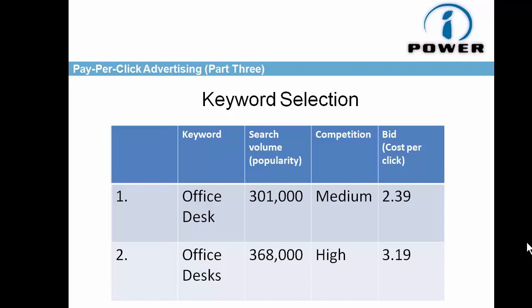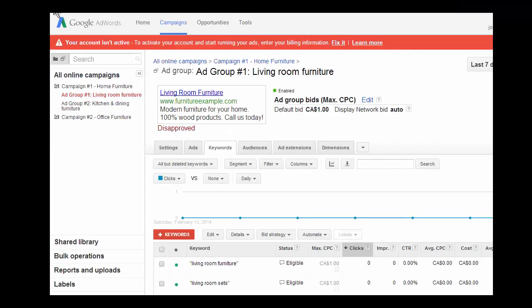So let's stop for a moment, and what do you think? Which one of the two is the winner? Would you choose office desk, number 1, or office desks, number 2? Well, the winner is number 1, office desk. At least that's the one that I would choose. We see that we have a similar search volume, yet we have lower competition and we would have to pay less money. So let me now show you how I learned those numbers.